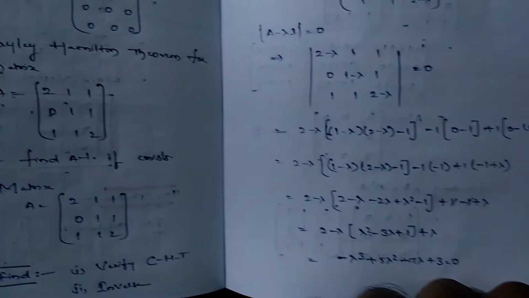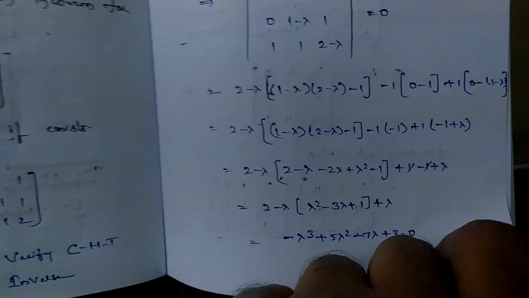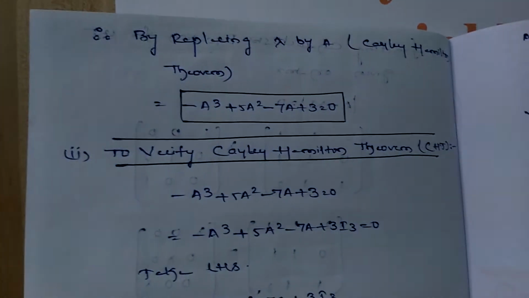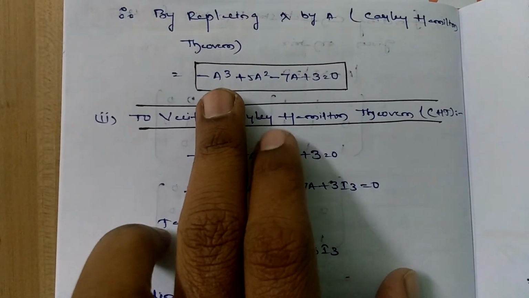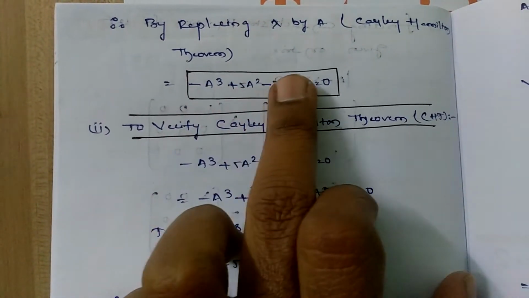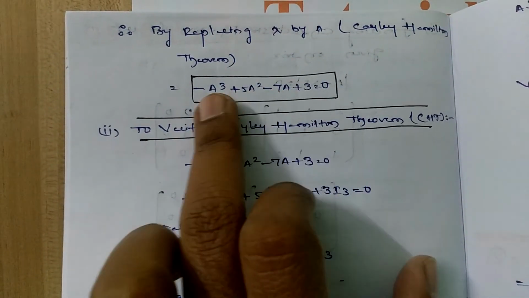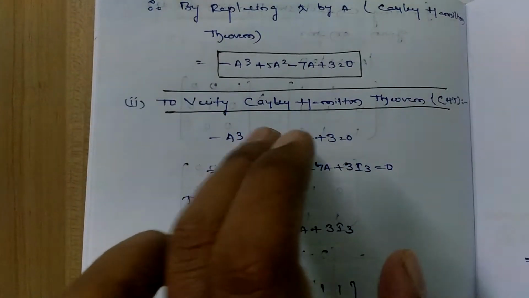So we have to verify the Cayley-Hamilton theorem, right? So replace lambda by A. Replacing lambda by A, that is the Cayley-Hamilton theorem statement. That is the conclusion. So this is A, we converted, right? Now to verify whether the Cayley-Hamilton theorem is satisfied by the given matrix or not.